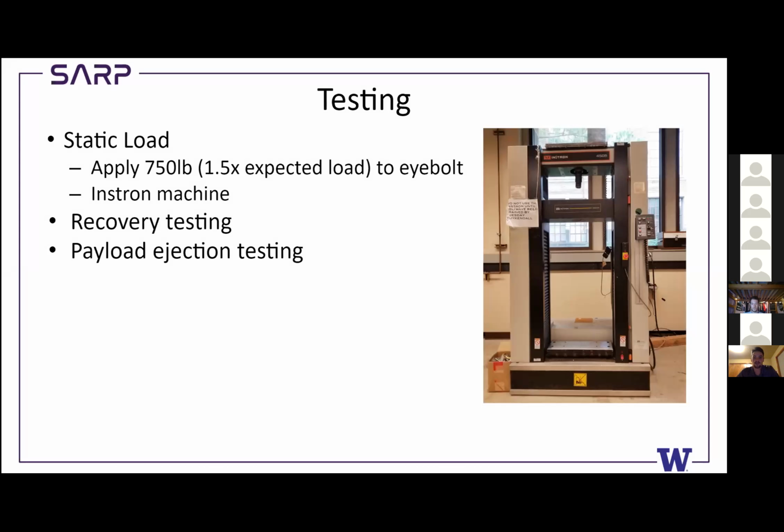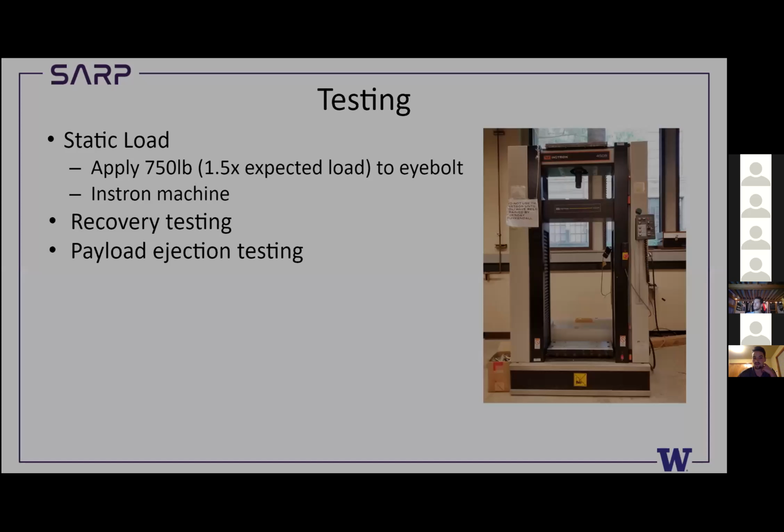Next slide, please. So the testing that we'll be doing on our payload coupler, we're going to be using the Instron machine in the MB department to apply a 750-pound load to the eye bolt, making sure that it can definitely handle our 500-pound load. We're also going to be having recovery testing, and you can talk to some of the recovery teams if you want to learn more about that. We will also have payload ejection testing just to make sure that the payload does eject correctly. We're not exactly sure how that's going to work this year, but we just know we will have some testing on that.